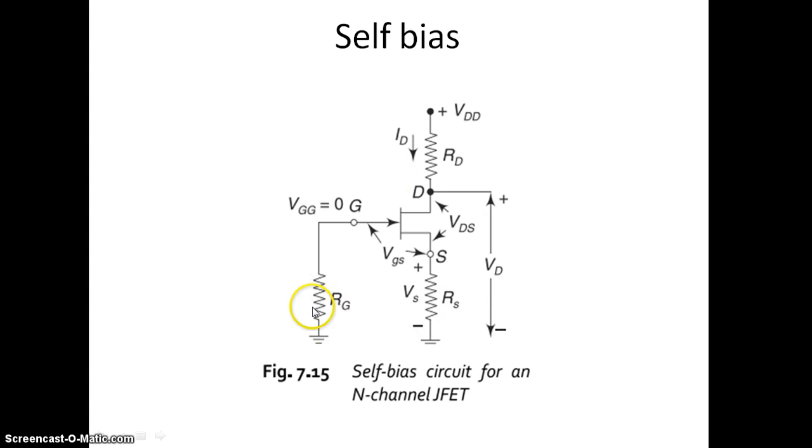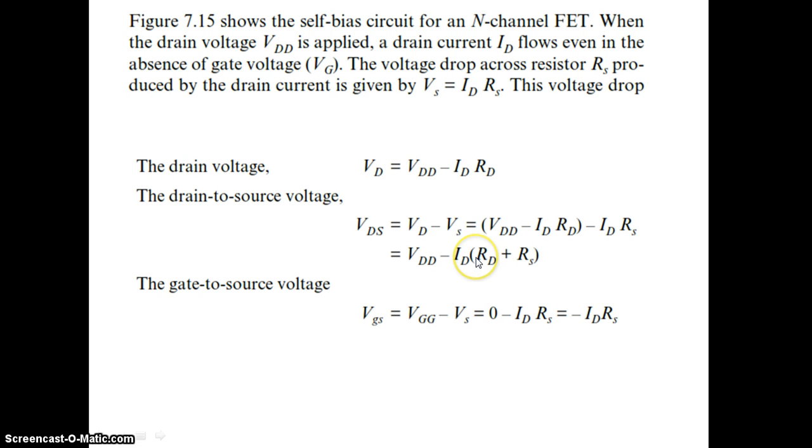Here the gate resistance is grounded, so we have VGG equal to 0. VDD is there, the drain power supply is given, and VD is there. When you write the voltage equations, VD equal to VDD minus IDRD, and drain to source voltage VDS equal to VD minus VS, equal to VDD minus IDRD minus IDRS, which is equal to VDD minus ID into RD plus RS. And the gate to source voltage VGS equal to VGG minus VS. Here VGG is 0, so it is 0 minus IDRS, equal to minus IDRS.